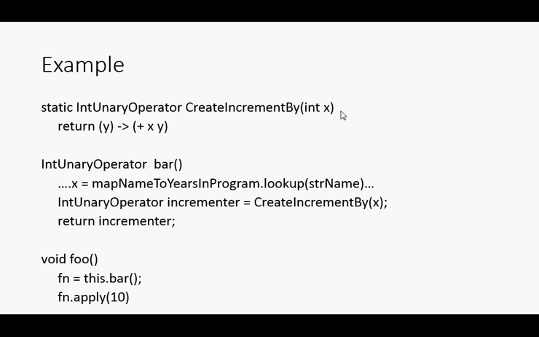X. It needs to remember what x is. So if you call create increment by with 10, you get back a function that knows its job in life is to add 10 to things that are given to it. If you call create increment by with 1 as the argument, it needs to remember that its job in life is to add 1. In short, it has to remember what x is for it.